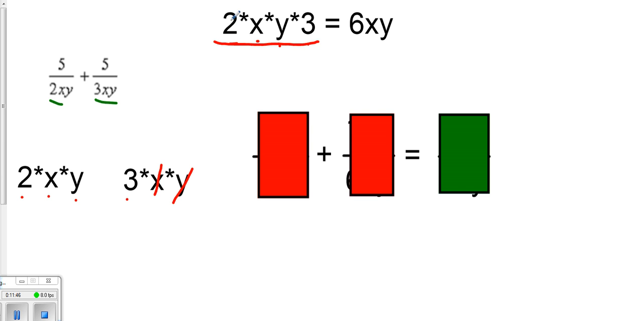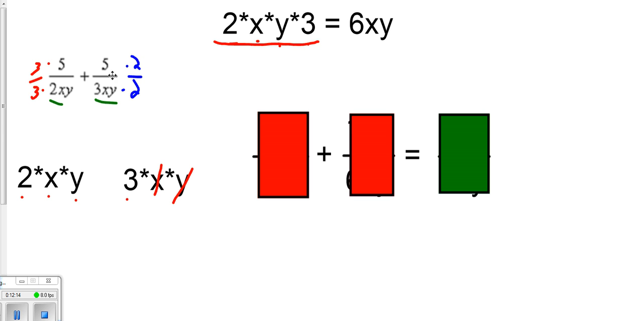So using our factored form, we're going to see how we need to change each of our two rational expressions. 2 times x times y times 3. What are we missing in this one? Well, we're missing that times 3. So we need to multiply top and bottom by 3. 2 times x times y times 3. What are we missing in this one? We have the 3, the x, and the y, so we're missing times 2.